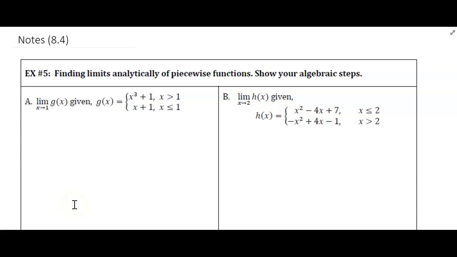Today I want to start getting a little bit more into evaluating limits of functions algebraically. So far we've talked about evaluating limits from graphs and from tables, but we're not always going to have those things available to us. And so we need to be able to look at questions like A and B, where they give us the actual function, and then find the limit as x approaches some value of that function algebraically.